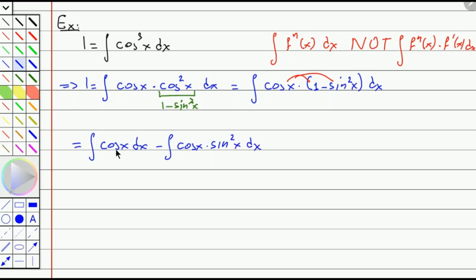Now this is easily solvable because it's one of the basics, and here we have f to the nth, f squared, times the internal derivative. So this second integral follows this rule, so we can definitely use it. And this is going to be I is equal to sine of x minus sine cubed of x over 3 plus c. And this is going to be the result.